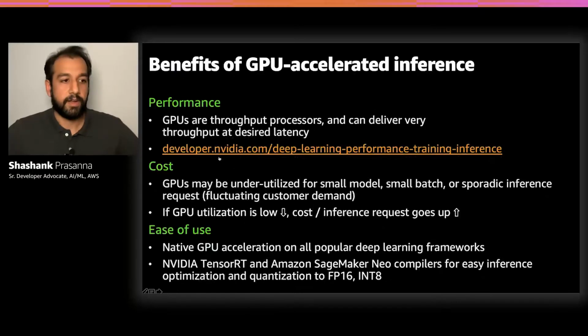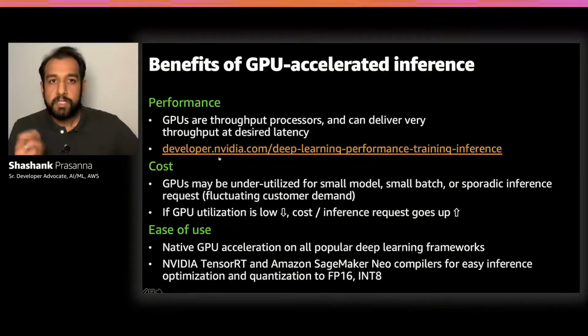GPU accelerated inference. From a performance standpoint, GPUs are some of the best options out there for latency and throughput. Here are some benchmarks in this link that I've shared that NVIDIA has shown for benchmark performance. From a cost perspective, GPUs can be very cost efficient, but there's a catch. You have to make sure that your GPU utilization is high. If you can't keep your GPU utilization high, then you're leaving performance on the table.